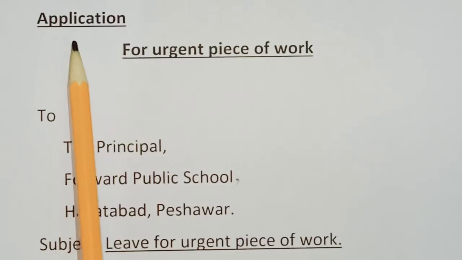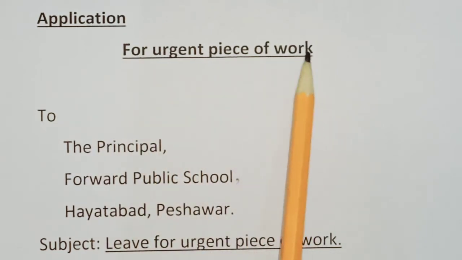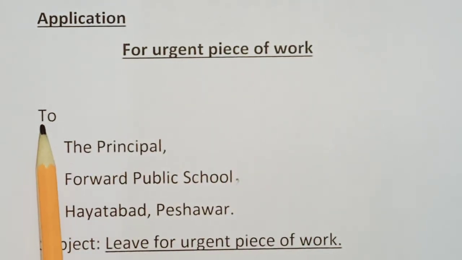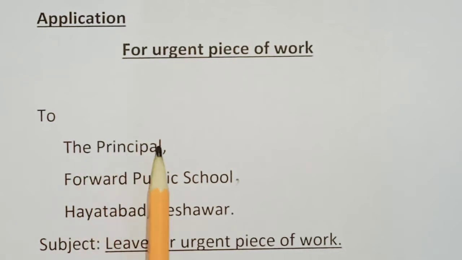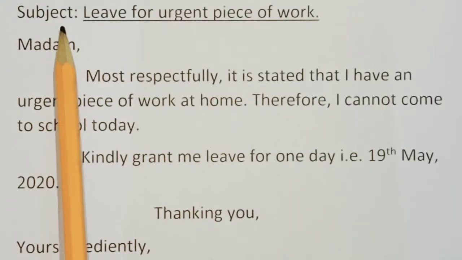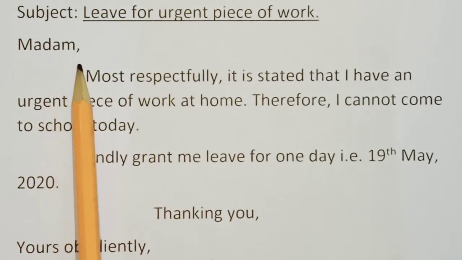Now we will be doing application, which is for urgent piece of work. In the first line, you'll write 2. Then in the next line, you'll write the principal, comma. Then you'll write Forward Public School, comma. Then Hayatabad, comma, Peshawar, full stop. Then in the next line, you will write subject, leave for urgent piece of work, full stop. And you have to underline the subject. Then after subject, you will leave one line. And in the next line, you'll write madam, comma.